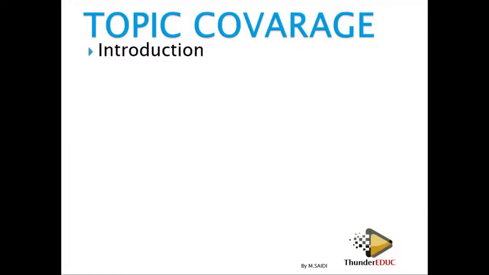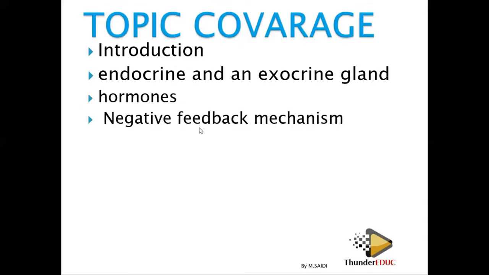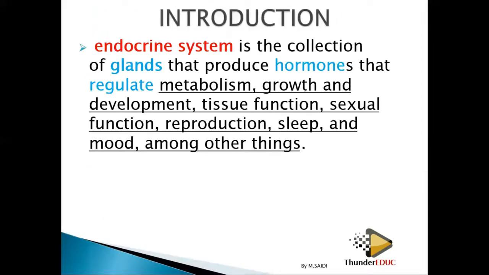In this topic we're going to look at the following. Number one, introduction. Number two is endocrine and exocrine. What's the difference between endocrine and exocrine? I'll try to explain that. Then hormones. You grow, you become a lady, there are some structures which change on your body. What causes that? Maybe hormones, we will see that. Then the negative feedback mechanism. We will see why we call it the negative feedback mechanism, but basically it's about bringing the internal environment to normal. So let's look at each.